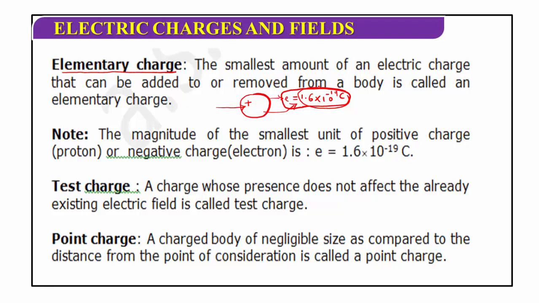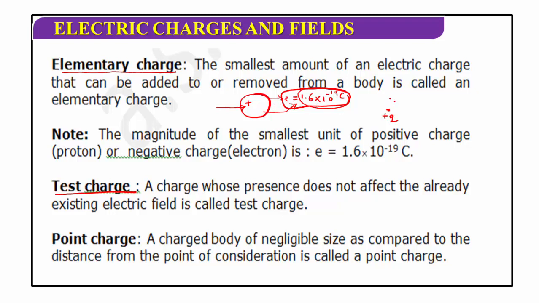It is the magnitude of the smallest unit of a positively charged proton or a negatively charged electron. And the next type of charge is test charge. When we use the word test charge, here the word itself says, now I consider plus q as the charged particle. The charge is at rest, because now we will study electrostatics. It is the branch of physics which deals with the study of charges at rest or stationary.